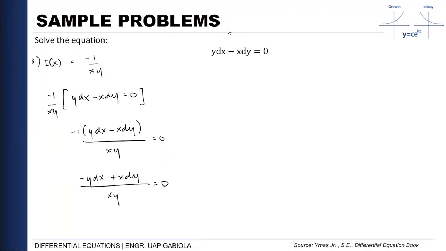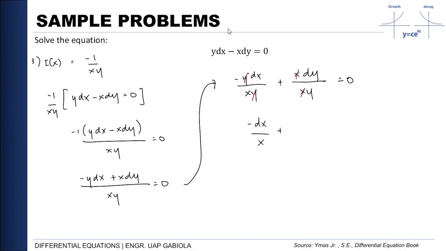Okay? So, what do we do now? So, pwedeng algebraic naman tayo. So, this is negative y dx over xy plus x dy all over xy is equals to 0. So, magka-cancel out to. Cancel out to. So, we have negative dx over x plus dy over y is equals to 0.